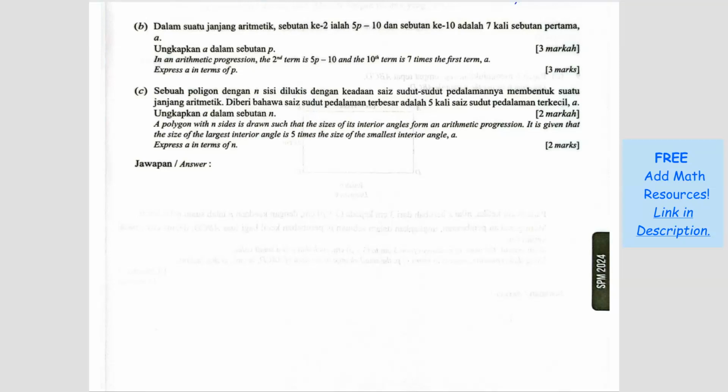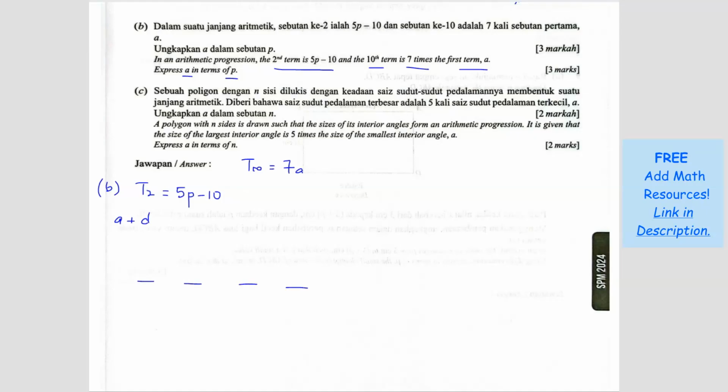In an arithmetic progression, the second term is 5p minus 10 and the 10th term is 7 times the first term. Express A in terms of p. So question B. The second term is 5p minus 10 and the 10th term, T10, equals 7 times A. We want to express A in terms of p. We know that the second term means A plus D, correct?